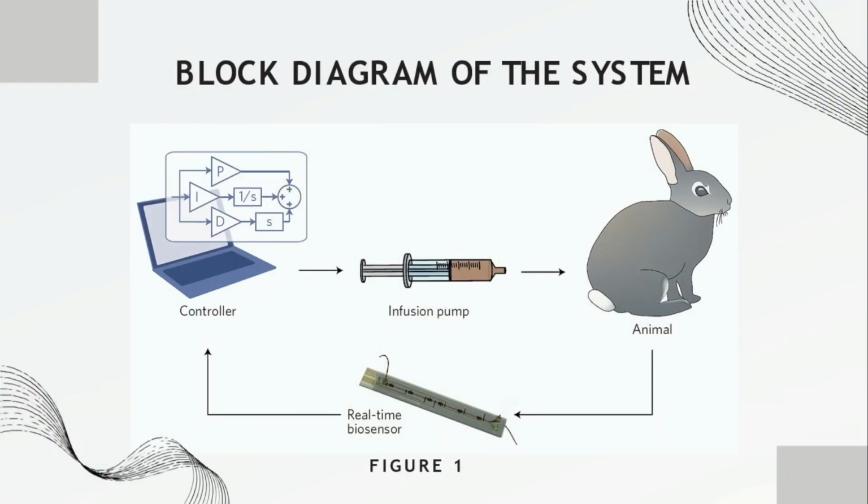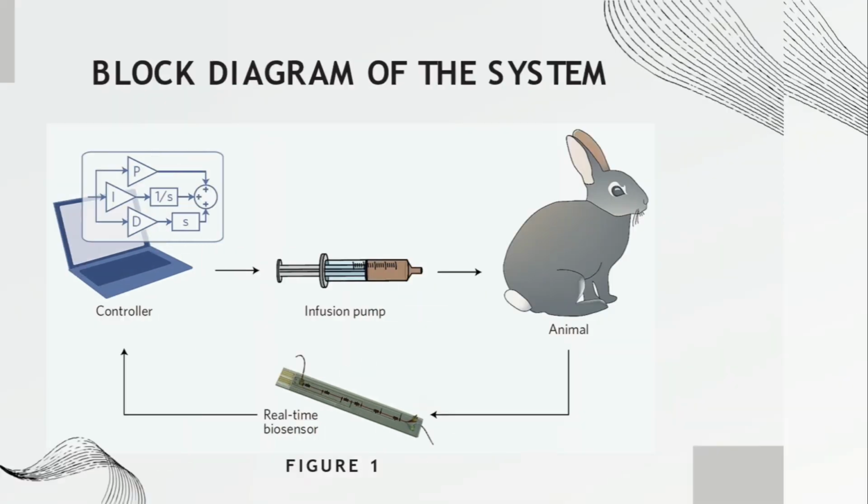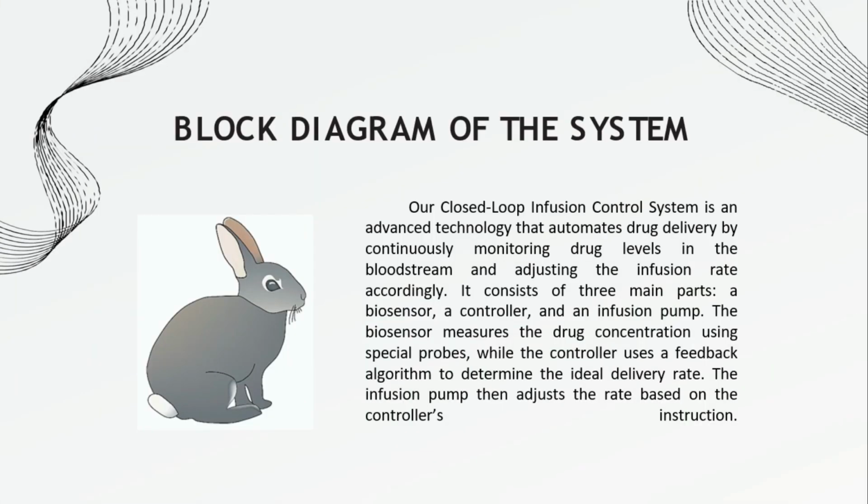This is the block diagram of the system. We have a PID controller, infusion pump, animal, and the real-time biosensor. The explanation: our closed-loop infusion control system is an advanced technology that automates drug delivery by continuously monitoring drug levels in the bloodstream and adjusting the infusion rate accordingly.